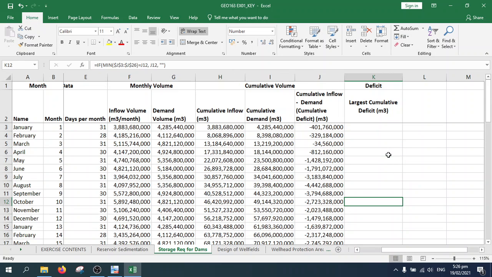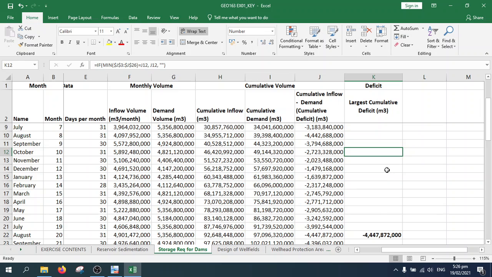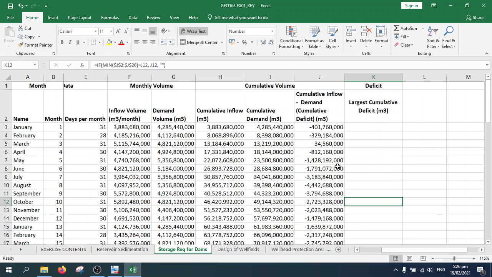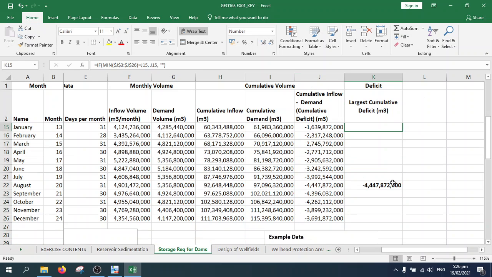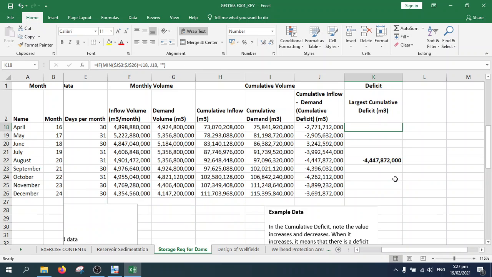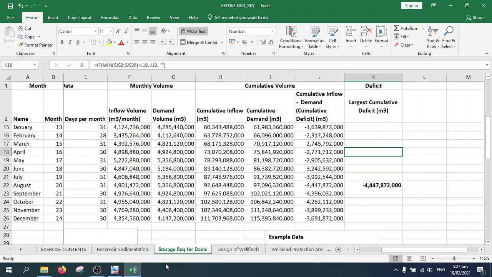So the beauty of having cumulative deficits is that it accounts for all the sums of deficits that can occur within this period. So if you're designing for the active storage capacity for a dam, you only have to design for this event or for this deficit, all right, which is 4 billion cubic meters, right?